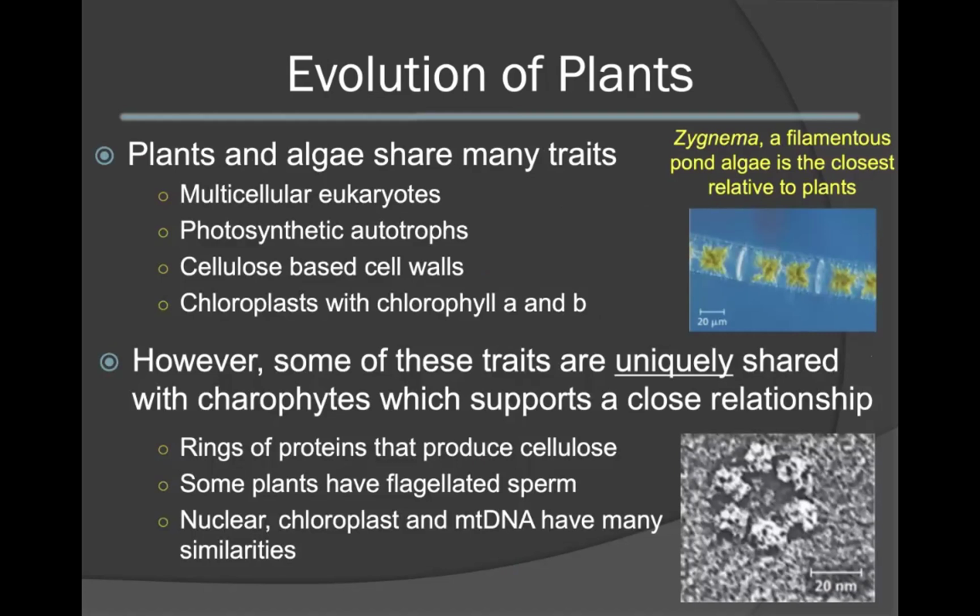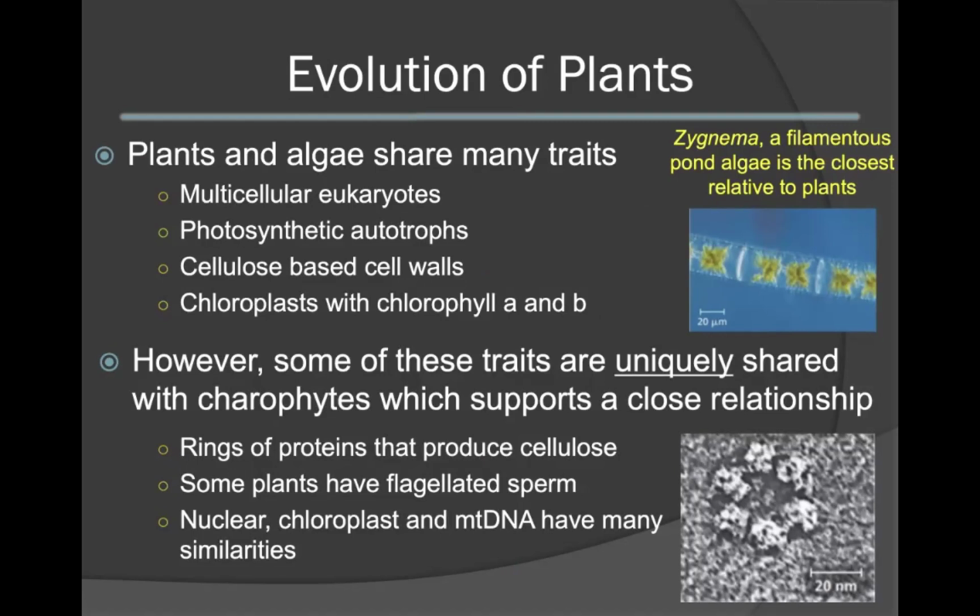Plants and algae share many traits. They're both considered to be multicellular and eukaryotic. They both are considered to be photosynthetic autotrophs with the ability to use sunlight energy to make their own organic compounds. Both plants and algae have cellulose-based cell walls, and they both contain chloroplasts that have chlorophyll A and chlorophyll B pigments.